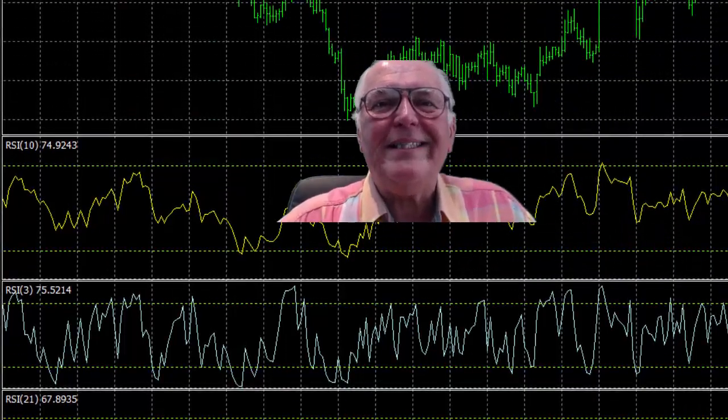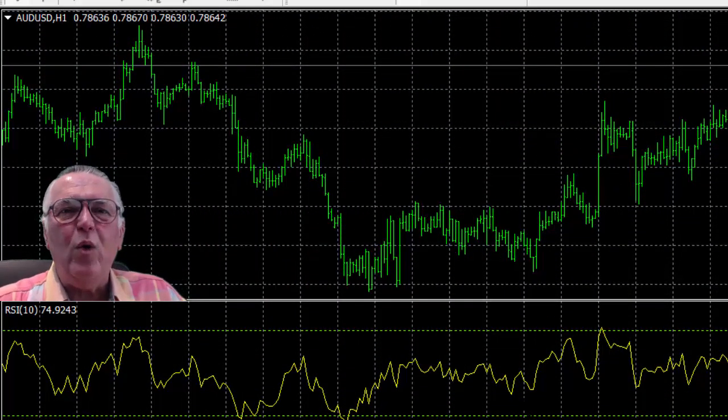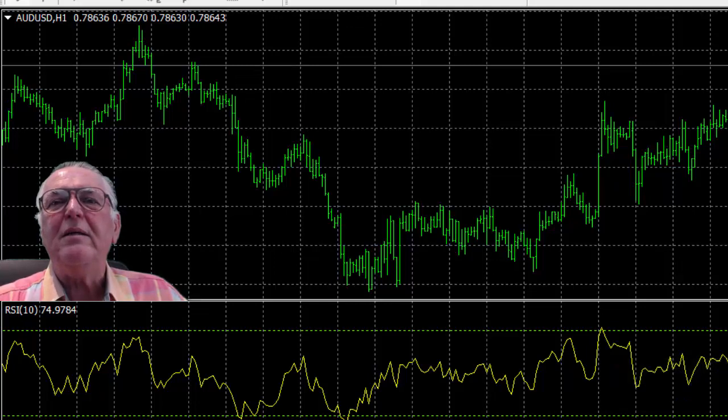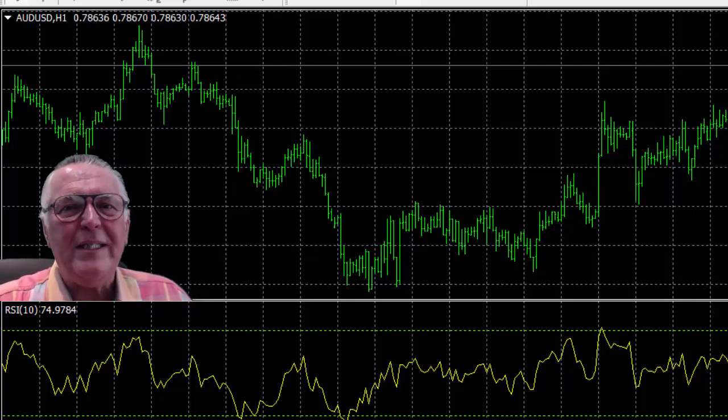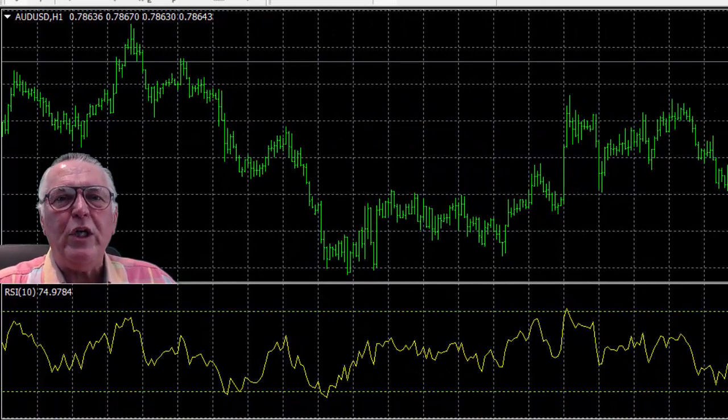Now I'm going to have a look at the 10, and the 10 is the yellow one, and the 10 on this screen has only given 2 signals and maybe one over there, 3 signals. So we've only had 3 signals using a 10 setting. So firstly, the number of signals must be noted, and then the accuracy of the signals.